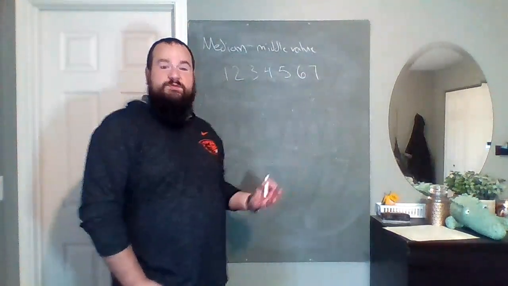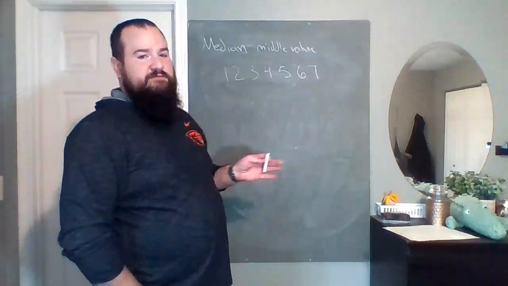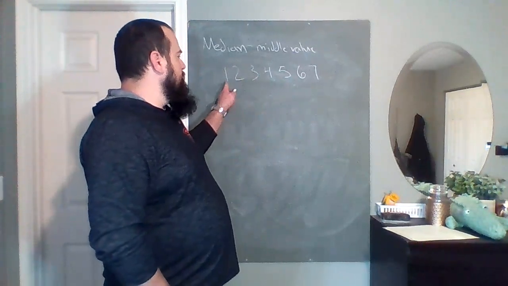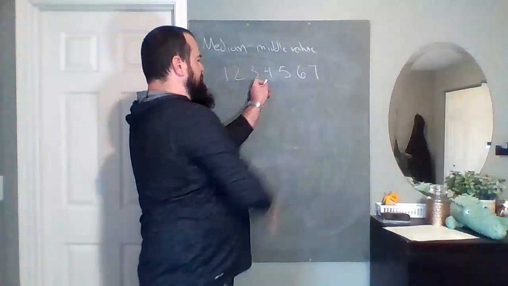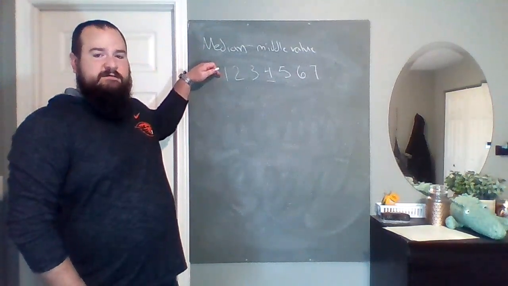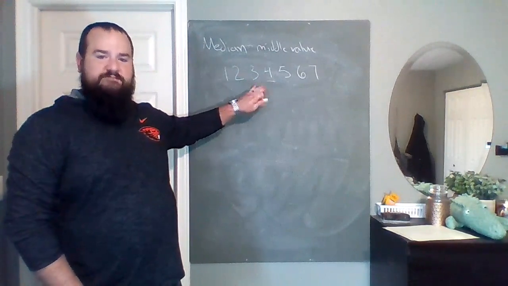So I got 1, 2, 3, 4, 5, 6, 7. Not a very creative group. So that is an odd number of values. So the middle number, if I have 3 here and 3 here, that means 4 is my middle number. In other words, if this is my data set, the median would be 4.